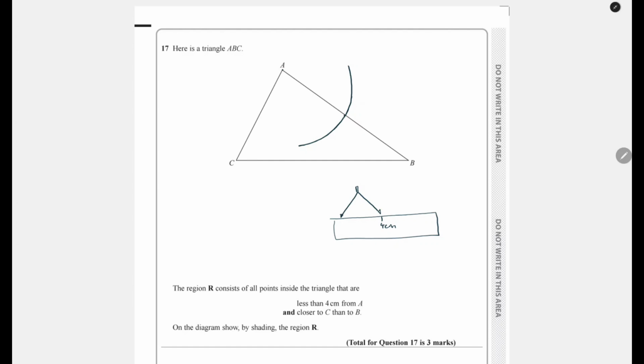The next part says that it's closer to C than to B. And so what you're going to do is get your ruler and measure the distance CB and divide it by 2. And so you'll draw the point here. And then from C to B, you'll draw an arc there, like so. And we'll do the same from B to C. And so if I draw an arc, it looks something like this.